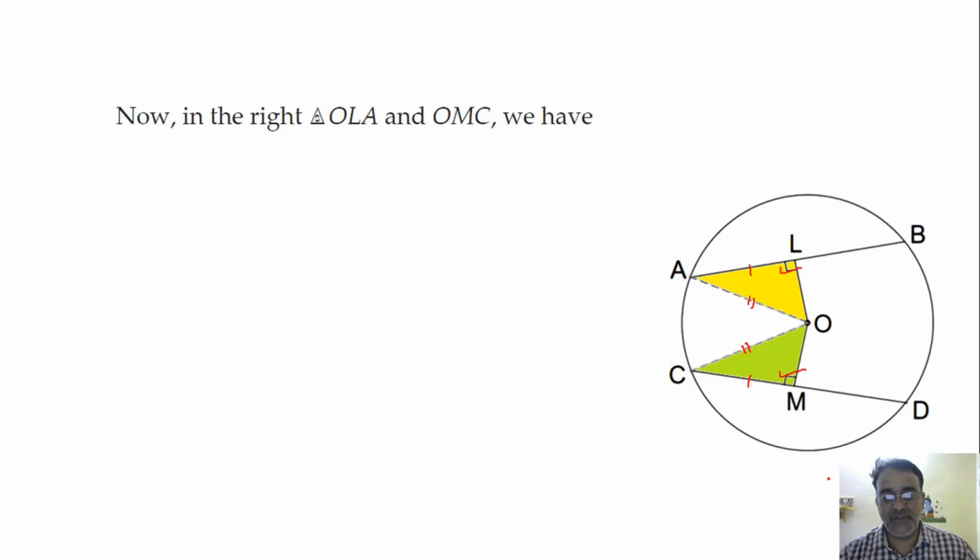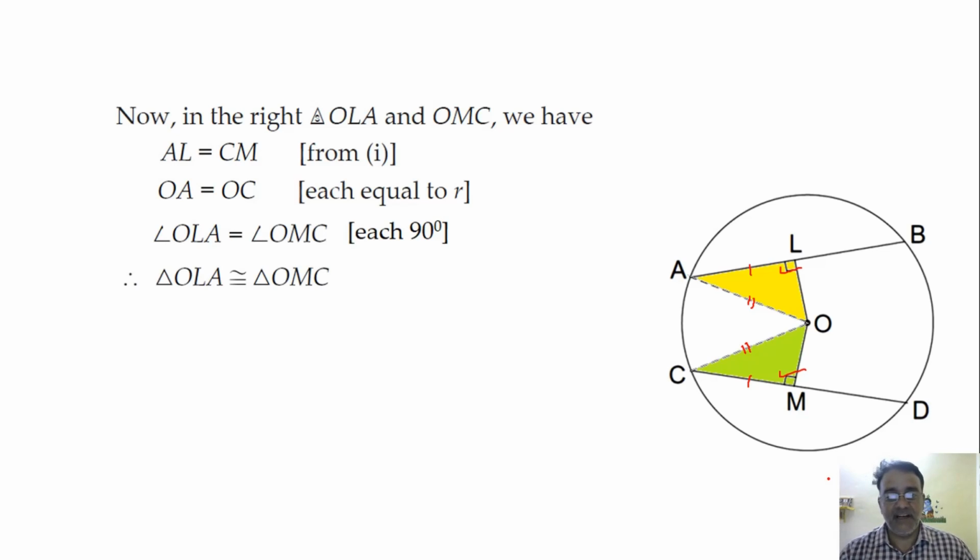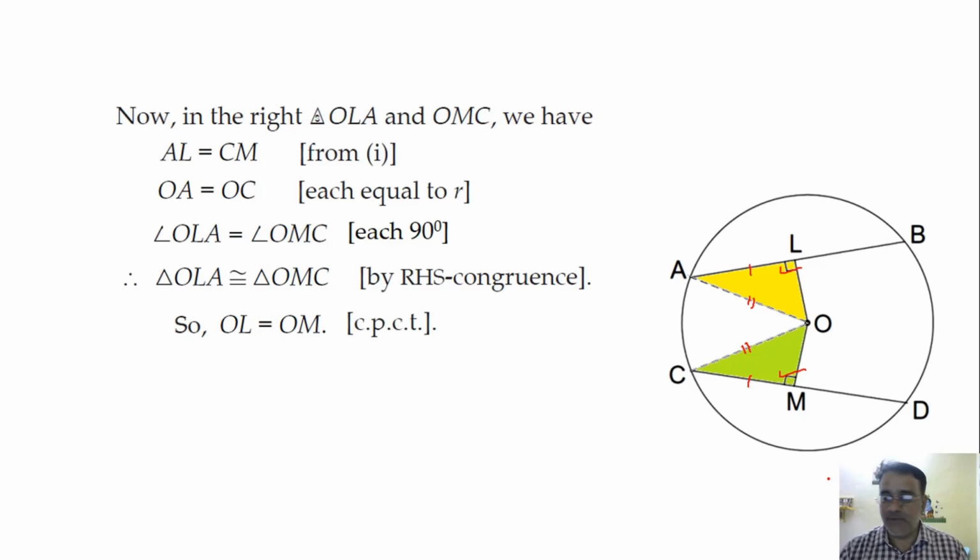Now these two triangles are congruent by which criteria? RHS congruence. Very good. RHS congruence rule. So that implies OL is equal to OM. Why? CPCT. Right. So यही proof करना था.